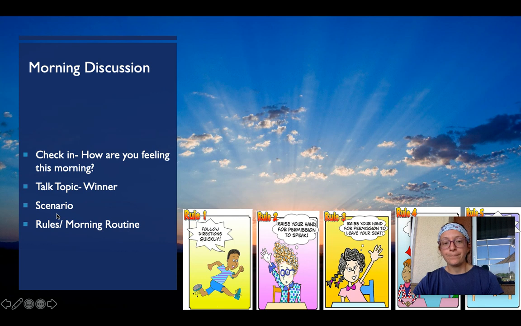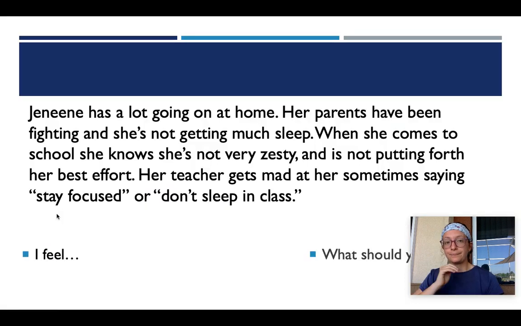And so this was where I would take a scenario based on what was happening with students at that time, and we'd talk through it. So, this was an example of one. Janine has a lot going on at home. Her parents have been fighting and she's not getting much sleep. And this was a pseudonym. This was not one of my students' names. When she comes to school, she knows she's not very zesty. That was one of our character traits that I was trying to get them to implement, and is not putting forth her best effort. Her teacher gets mad at her sometimes, saying, "Stay focused," or "Don't sleep in class."